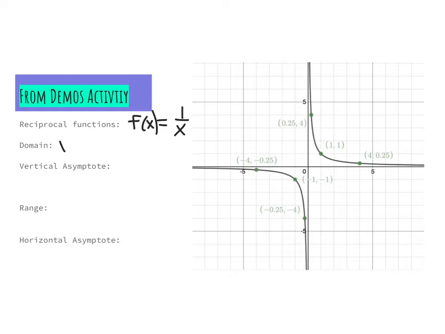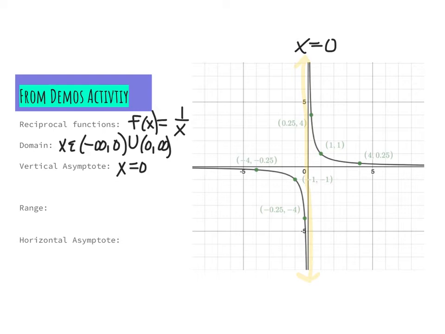Your domain for this graph is x as an element from negative infinity to 0, in union with 0 to infinity, because we have a vertical asymptote when x equals 0. Remember, x by itself is a vertical line, giving us that vertical asymptote at the origin, making the graph discontinuous.